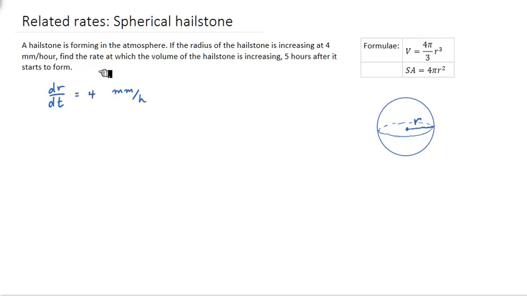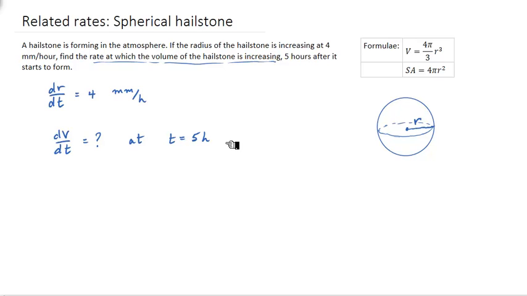We want to find the rate at which the volume is increasing, so that means we want to find out what dV by dt is. So dV by dt is equal to question mark at, and we always have to figure out at what point in time or at what moment for these kind of problems. It says here at the 5 hour mark, so at t equals 5 hours.